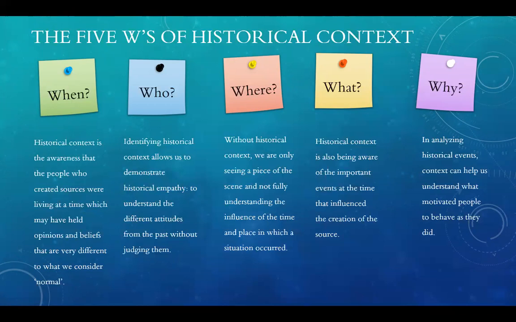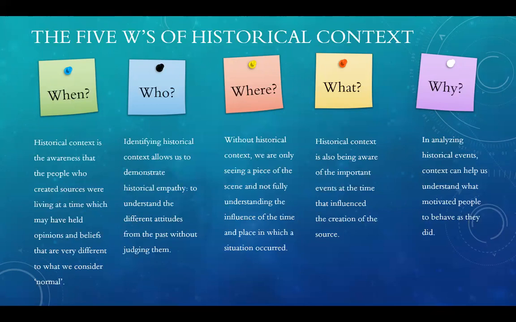And this also kind of gets into the lenses of history and perspectives. They saw things differently than we did. Why? Our where category. Without historical context, we're only seeing a piece of the scene and not fully understanding the influence of the time and place in which the situation occurred. So when we look at where this is taking place in the time period, this is why historical context is important. If you don't have the historical context, you're disjointed from where you should be in the past.